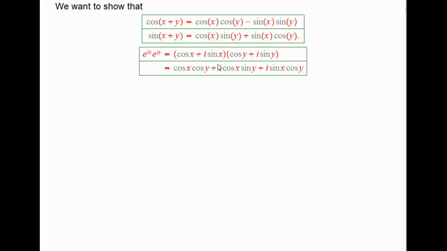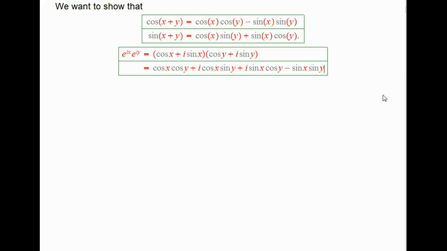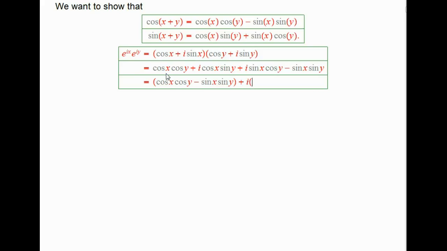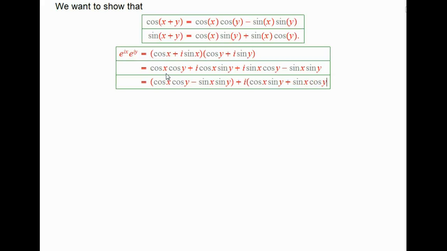And now since i times i is i squared, which is -1, we obtain here negative sine of x times sine of y. So after foiling this product, we obtain this complex number. Now we'll write this complex number in standard form. By standard form, we mean that we'll group all of the parts without the imaginary unit. So on one side we'll have cosine of x cosine of y minus sine of x sine of y, and on the other side we'll have plus i times cosine of x sine of y plus sine of x cosine of y.